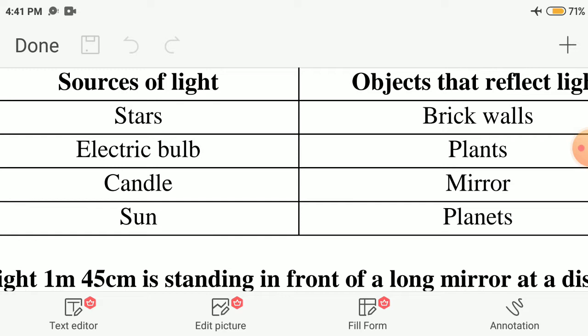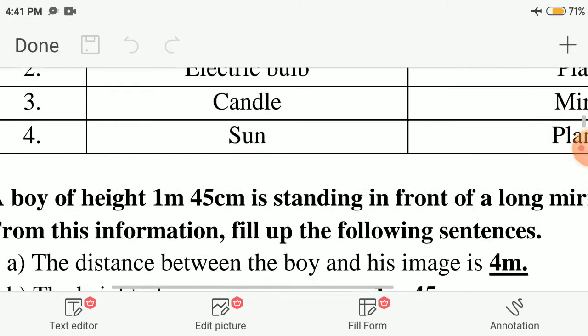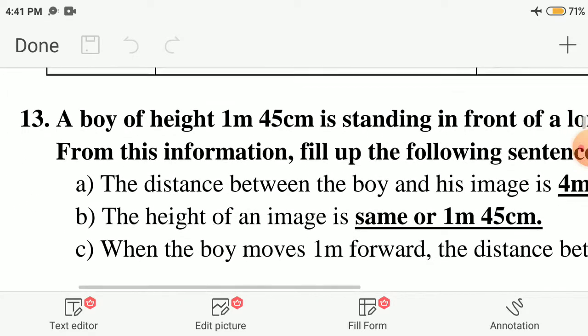Which ones reflect light? What are the objects? Brick walls, plants, mirror, planets. This one reflects light.